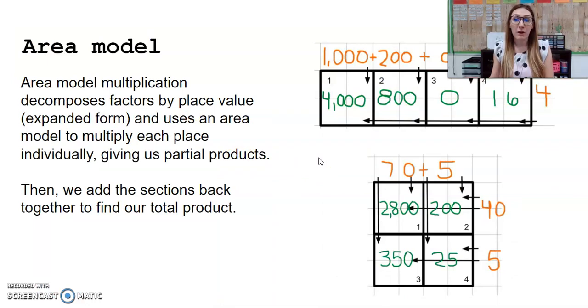All right, area model is the strategy of multiplication that we're learning today. Area model multiplication decomposes factors by place value, expanded form, and uses an area model to multiply each place individually, giving us partial products. Then we add the sections back together to find our total product.